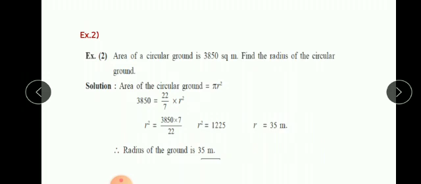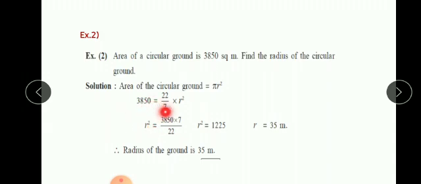Now next example, area of a circular ground is 3850 square meter. Find the radius of the circular ground. So area of circular ground is pi r square. That is the area of a circle. Circular ground is given in circle shape. So area of circular ground is pi r square. Now area is given as 3850 and pi value we know as 22 upon 7 into r square.